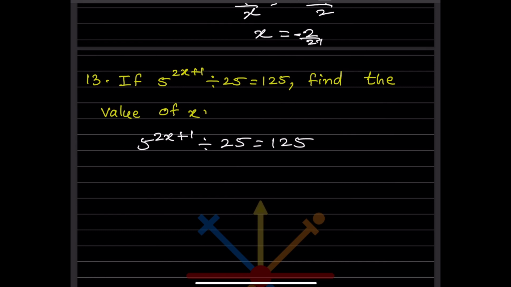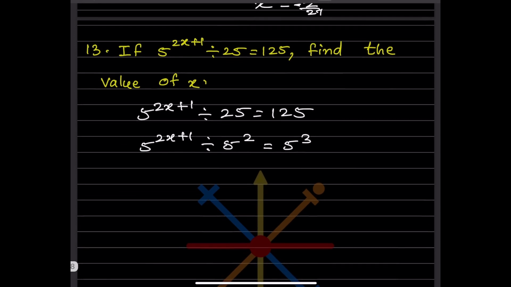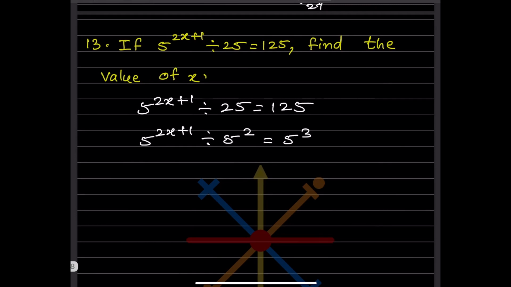So now what I can see here, the base is different here. So here it's possible to change the base. Now look at here. 25 I can write as 5 is to 2. And this 125 I can write as 5 is to 3, because 5, if you multiply 3 times, you are going to get 125. So now what are you going to do here?